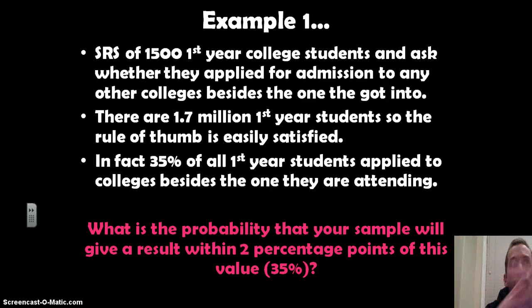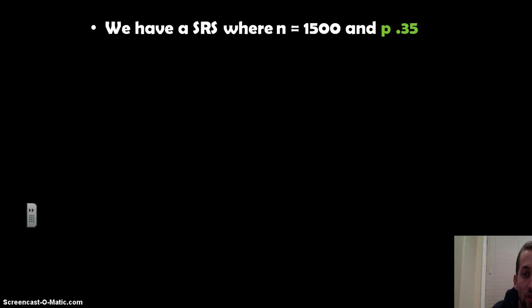If you remember back to our notes somewhere, we actually did a problem very similar to this. But again, this is what we get into second semester, is simply asking these types of questions. What is the probability that your sample will give you results within this? Okay. So again, our mean for this case is 35% here. This is kind of background information. We have a simple random sample, n is 1500, p, the parameter of the population, is 0.35.